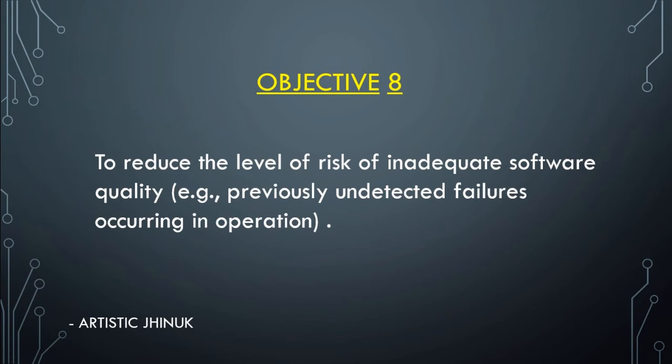The second last objective of testing is to reduce the level of risk of inadequate software quality. For example, previously undetected failures occurring in operations. The more we prevent defects from passing and find as many defects, the quality of the test object increases, which reduces the level of risk.